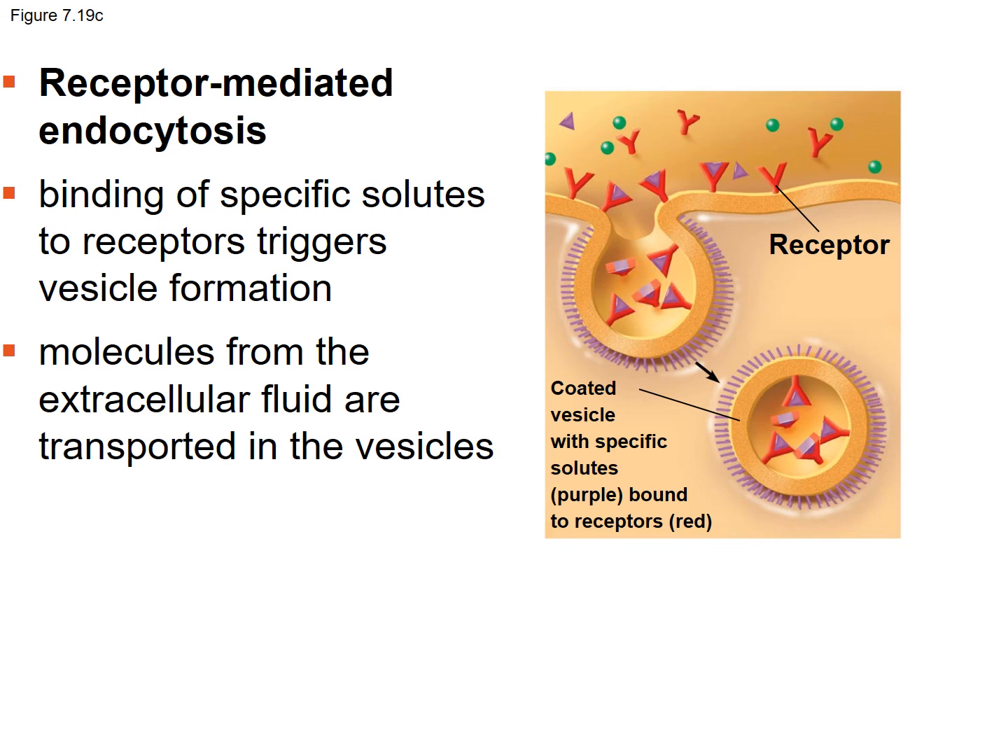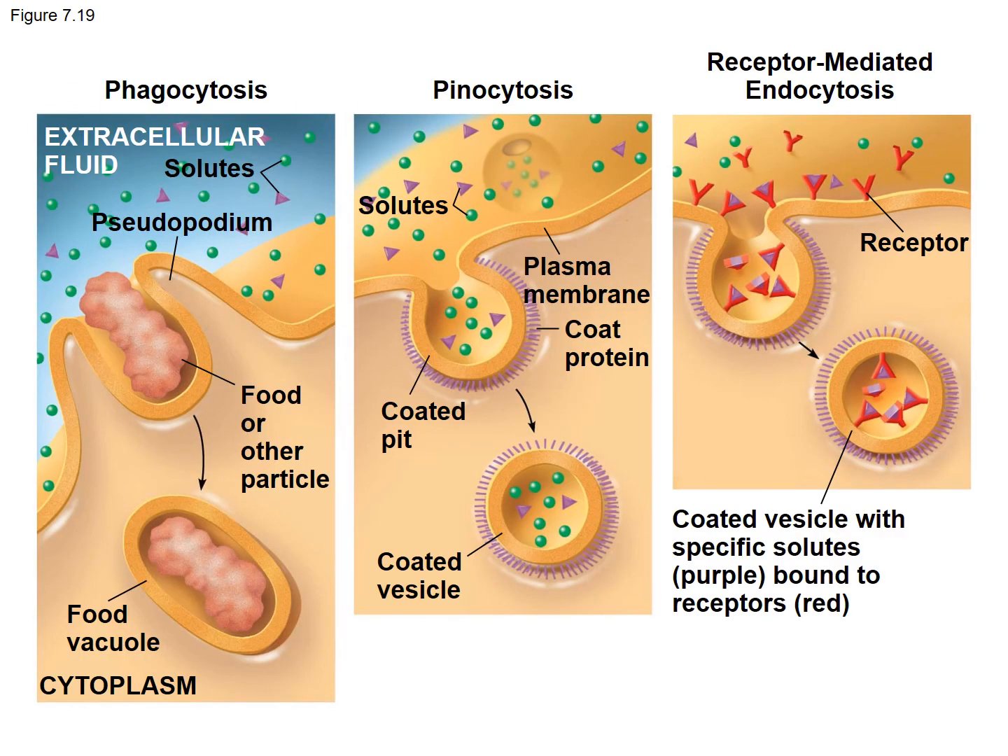So if we think of phagocytosis and pinocytosis versus receptor-mediated endocytosis, the difference is that receptor-mediated endocytosis is very specific. The others are more general. They just take in whatever, right? This is taking in a specific molecule that binds to that specific receptor.